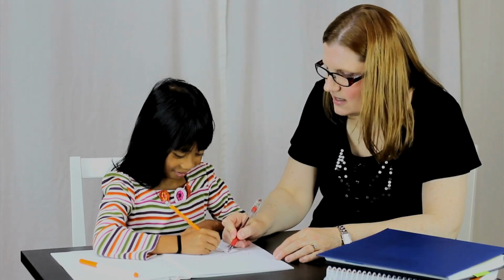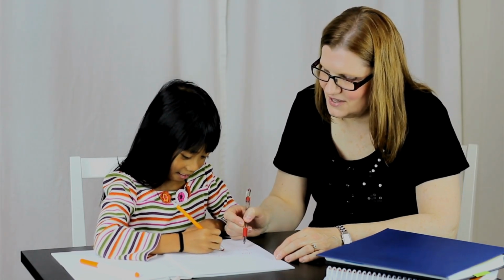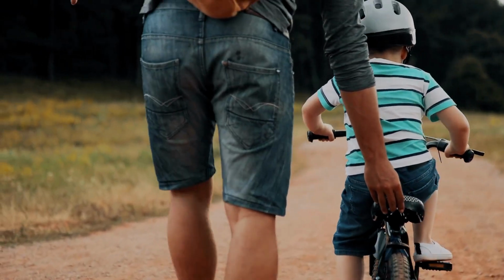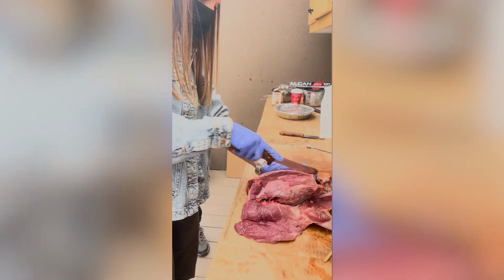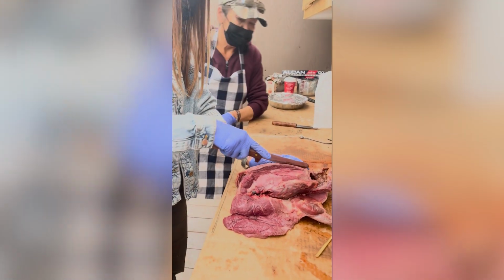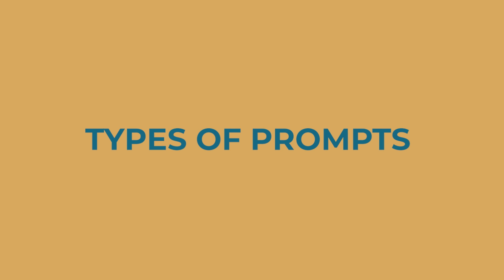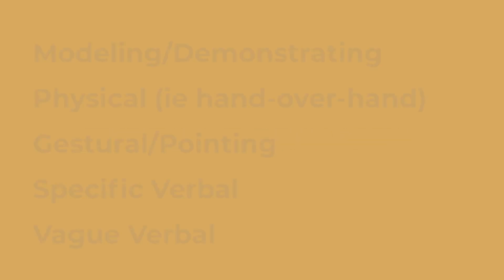There are lots of different ways that we can do this, and you can probably use a lot of these prompts naturally when you're teaching. For example, think about how you teach someone to ride a bike, or think about how you teach someone to carve a goose. Here's a list of the types of prompting that you can use when teaching someone to perform the steps of an activity of daily living.